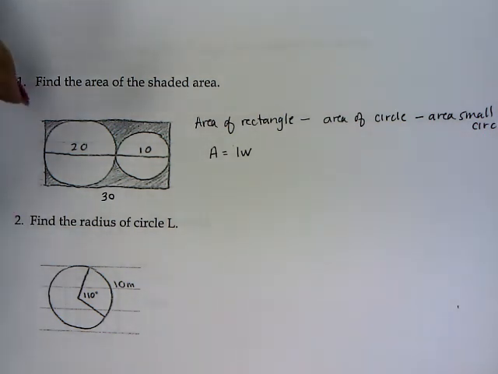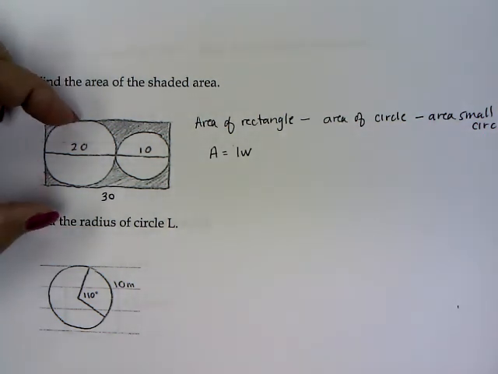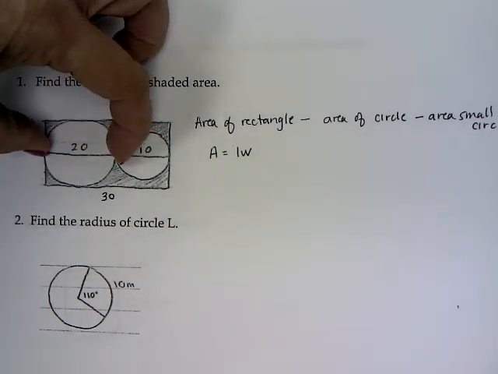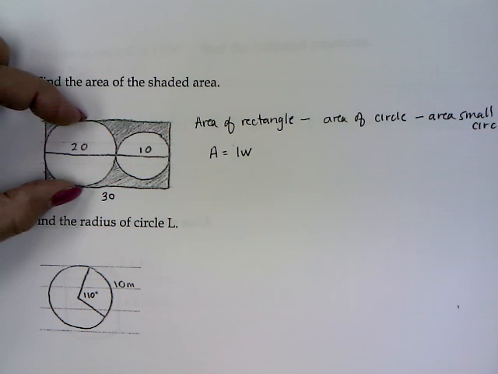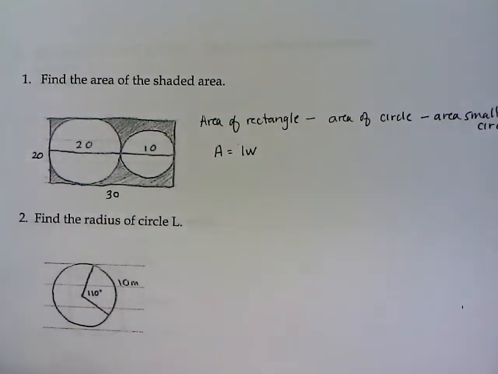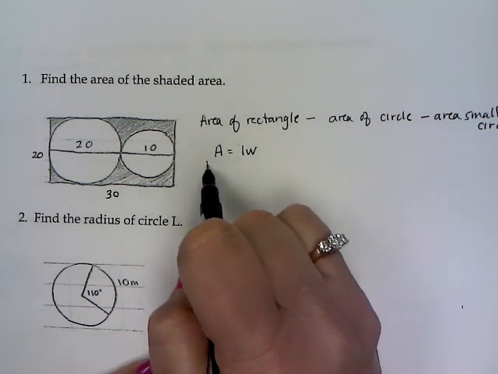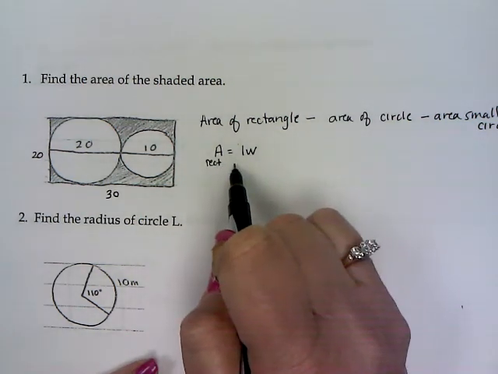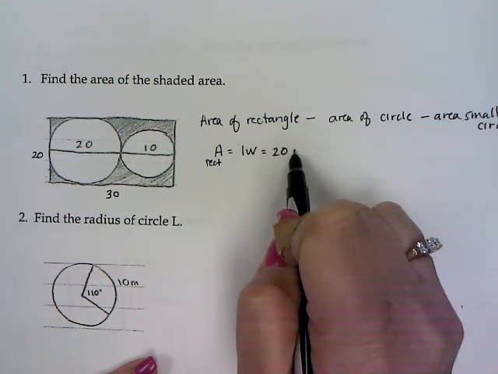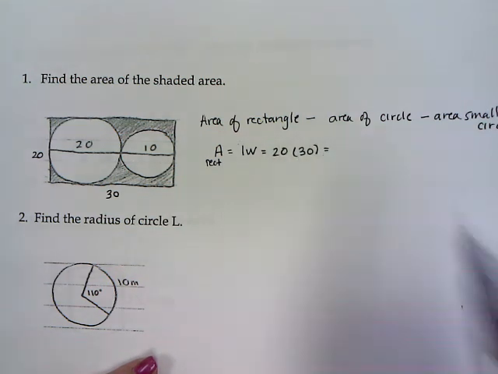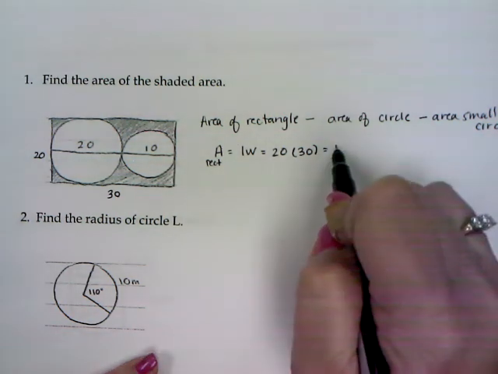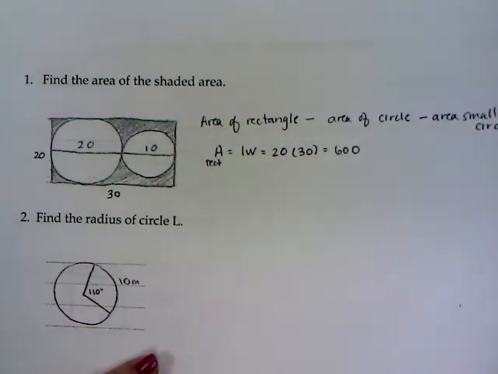I know that my big circle touches both sides of my rectangle. I know its diameter is 20 this way, so it has to be 20 this way, so my width is 20. So now to find the area of my rectangle, it's going to equal length times width. So it's going to be 20 times 30, which ends up being 600, whatever the units are, squared.